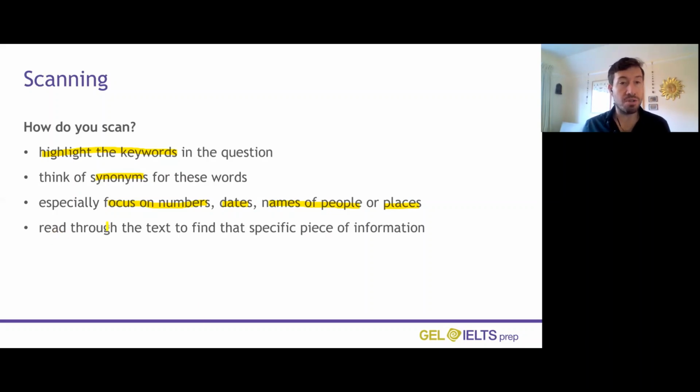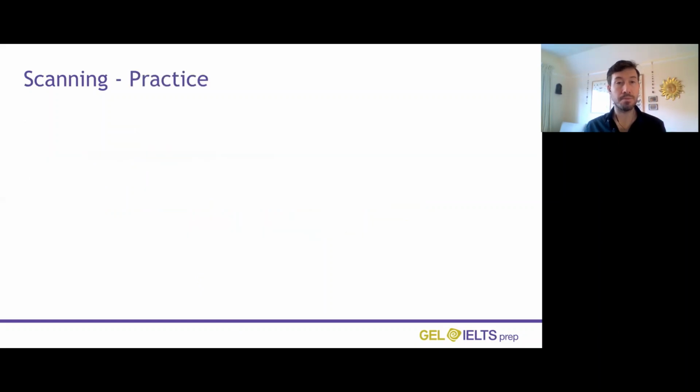Then you read through the text to find the specific piece of information. So first you need to highlight the keywords and synonyms to know what you're looking for, and then you quickly read the text to find that information. Let's have a little bit of practice doing this then.